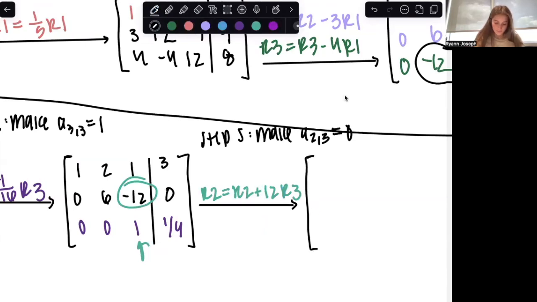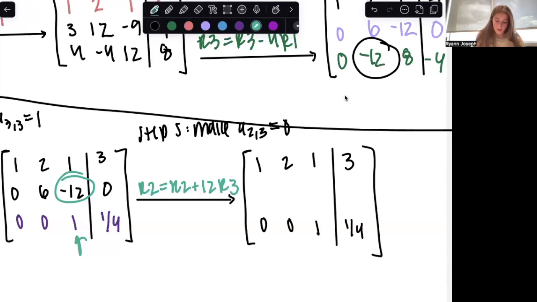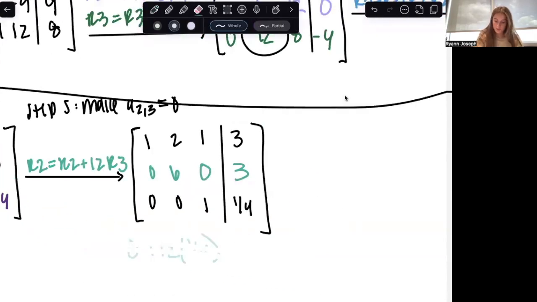All right. So row 2 is changing, so I'm going to write row 1 and row 3 first. 1, 2, 1, 3, 0, 0, 1, 1/4. Row 2 is equal to row 2 plus 12 times row 3. These two things aren't going to change because the corresponding terms in row 3 are 0. Negative 12 plus 12 times 1 is 0. Then on the B side, 0 plus 12 times 1/4 is equal to 3. Great. We're doing great. We're making some zeros, getting closer.